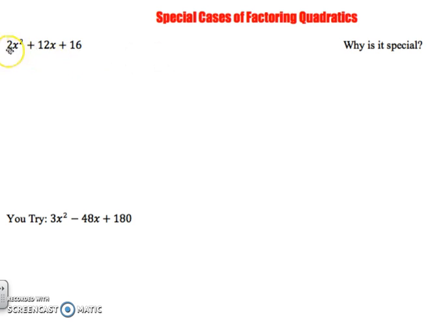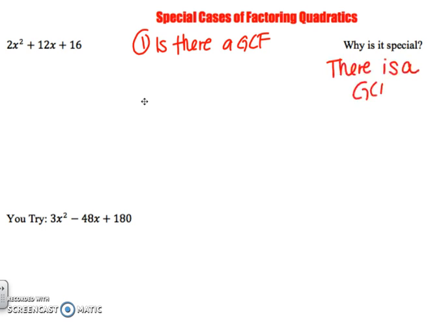So what do we notice about 2x squared plus 2x plus 16? Well, I notice that it's a quadratic trinomial. So typically, I would think to do the t-chart. But doing the t-chart is actually not the first step. So the first thing you have to ask yourself is, is there a GCF? Okay, so there is a GCF because a 2 can go into a 12 and a 2 can go into a 16. So the reason this case is special is because there is a GCF. So when there is a GCF, you have to factor it out first.